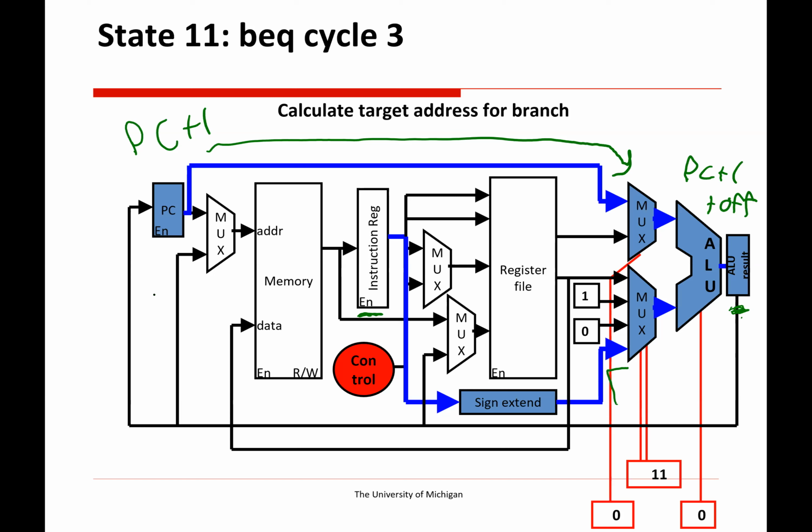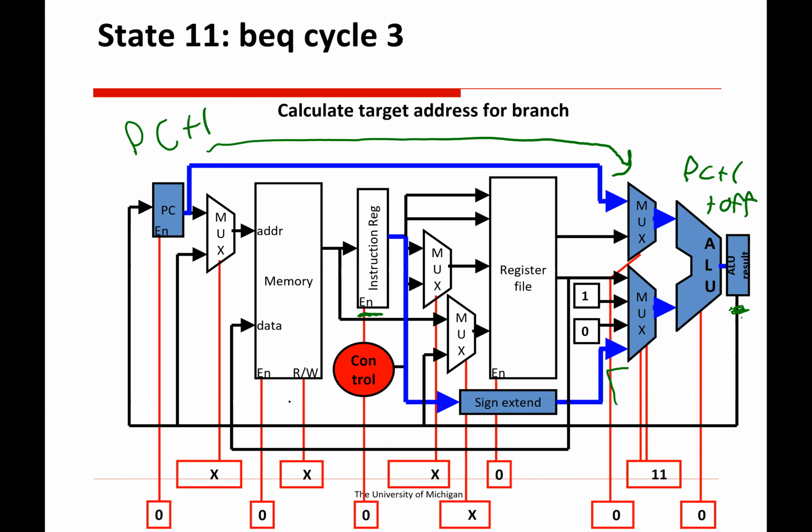So we're going to disable the PC enable. We're not doing anything with memory. We're not doing anything with the register. So all those get set to 0. Everything else gets set to X.